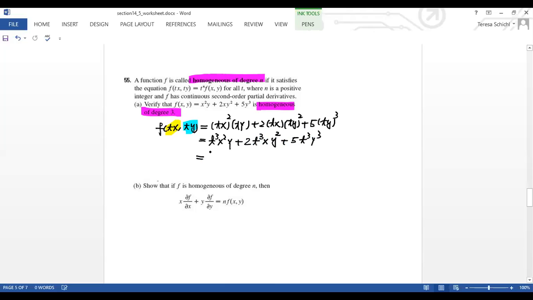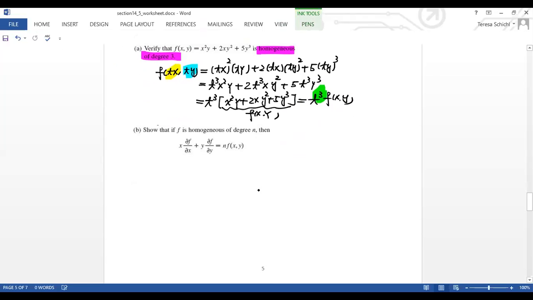Now factor the t cubed out. What do you have here? This is x squared y plus 2xy squared plus 5y cubed, which is equal to f of xy. So this is equal to t cubed f of xy. That's why we know the function f is homogeneous of degree 3. Okay, so now let's take a look. If this is homogeneous of degree n, let's show this partial derivative relation is true.